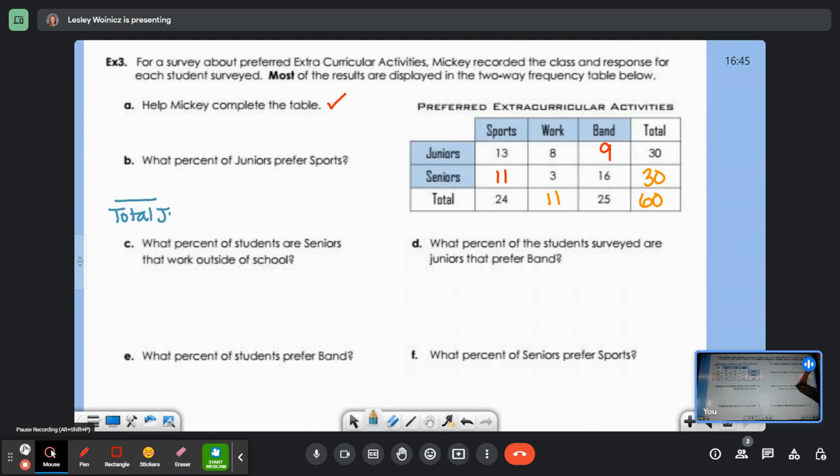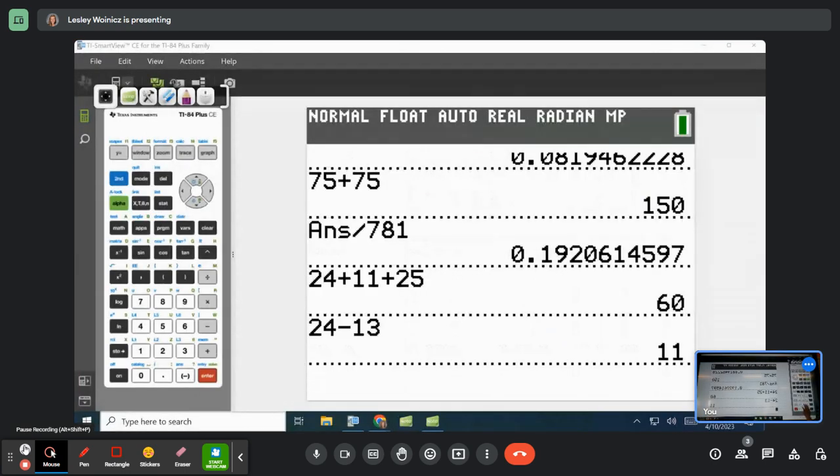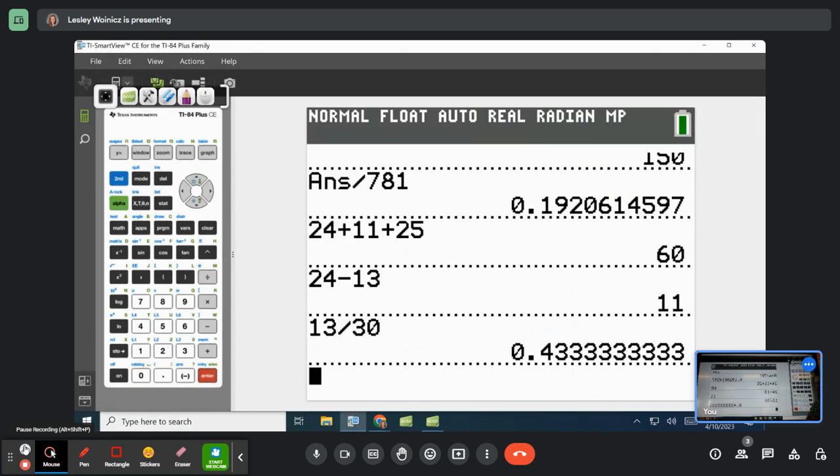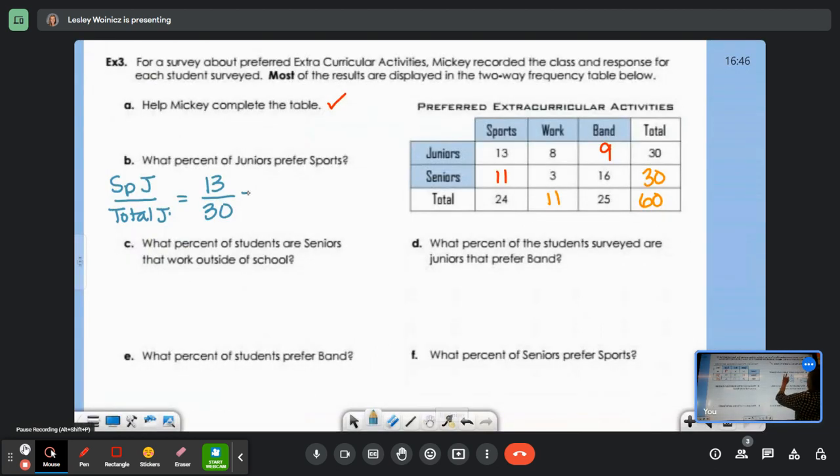And then we want the ones who play sports. So this is the sports juniors. There are 13 sports juniors and 30 total juniors. So I'm going to do 13 divided by 30. Okay, so 43.3 repeating, so 0.433, and then we'll convert to a percent. 43.3%, because we moved the decimal point over twice.